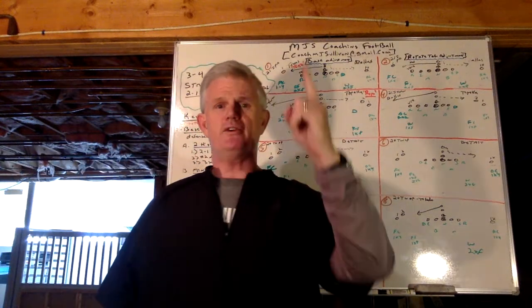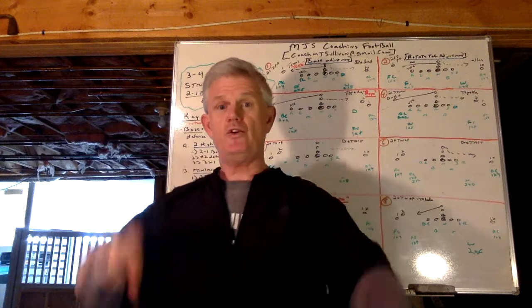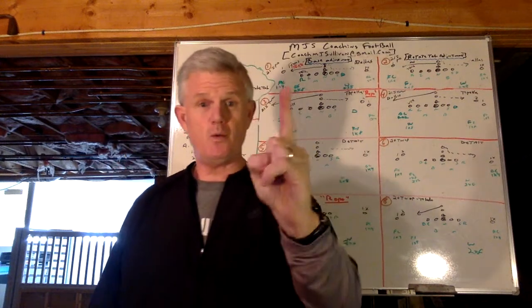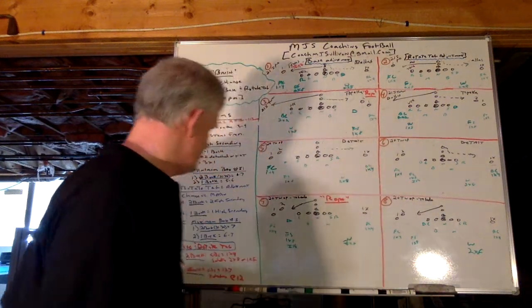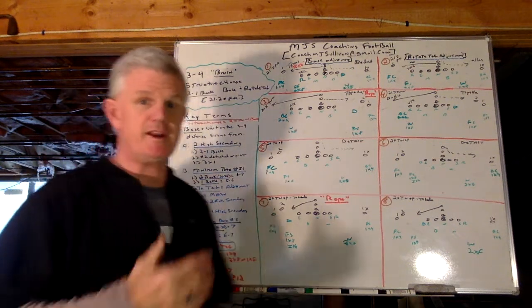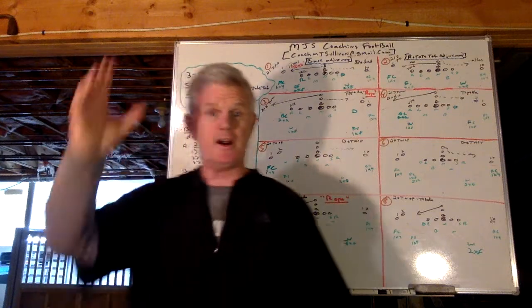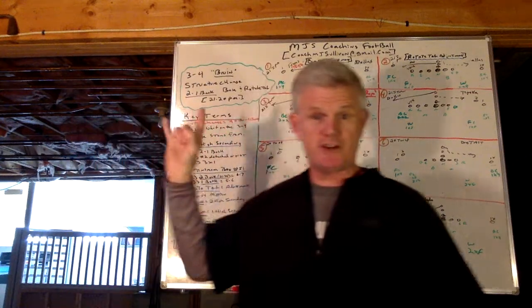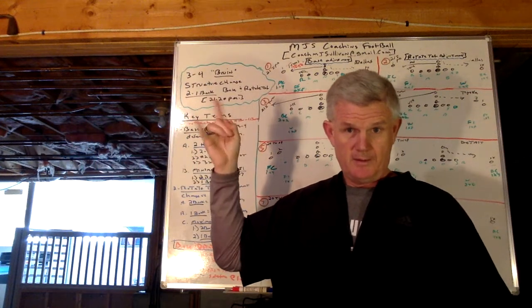Our structure mirrors their structure. So if they got 2, we got 2. If they got 1 back, we got 1 high. 2 back equals 2 high, 1 back equals 1 high. We're going to mirror their structure. So what I call our structure is our safety structure, right?